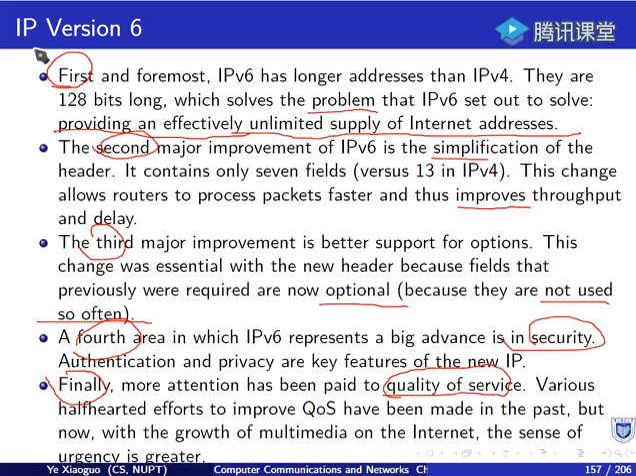So the new properties of IPv6 include an effectively unlimited supply of Internet addresses, simplification of the IP header, better support for options, better support for security, and more attention to quality of service.